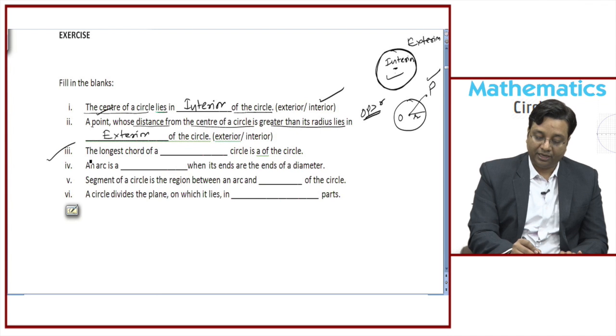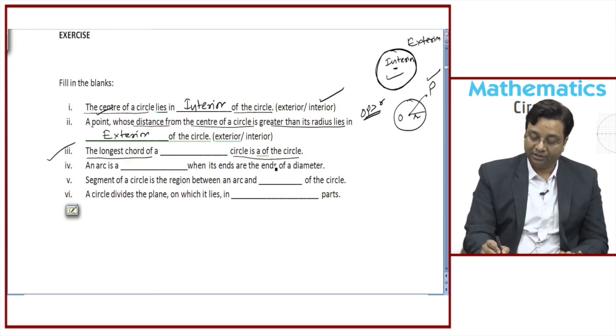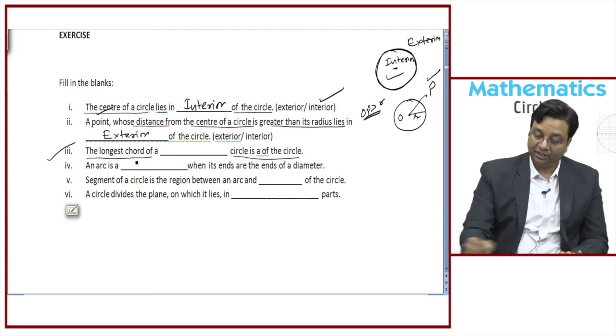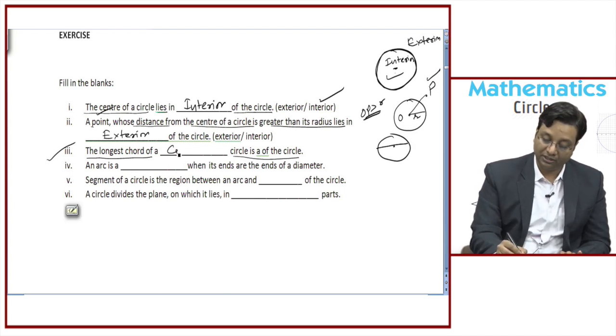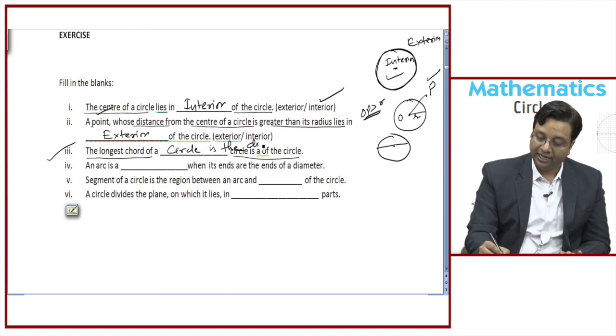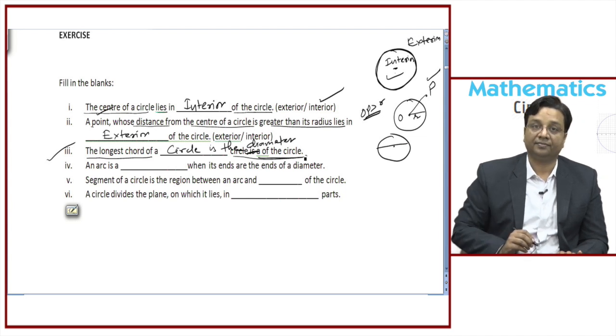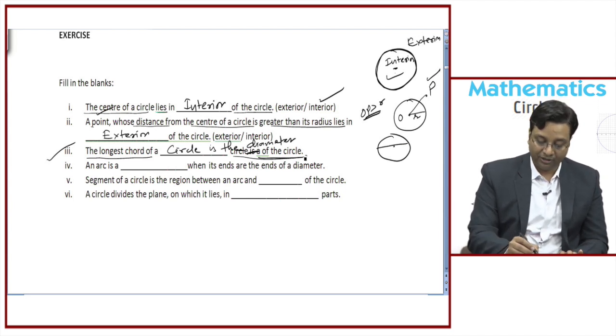Let us look at the third part here. The longest chord of a circle is known as the diameter of the circle. The longest chord of a circle is the diameter of the circle. We have already discussed it.